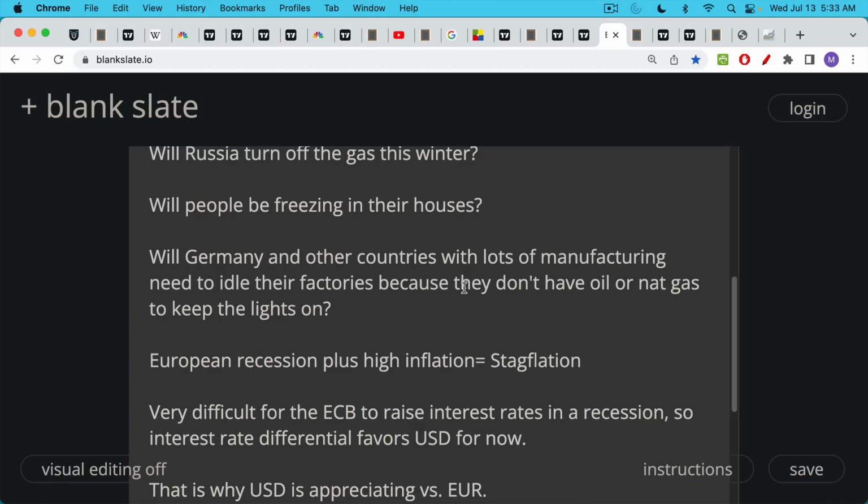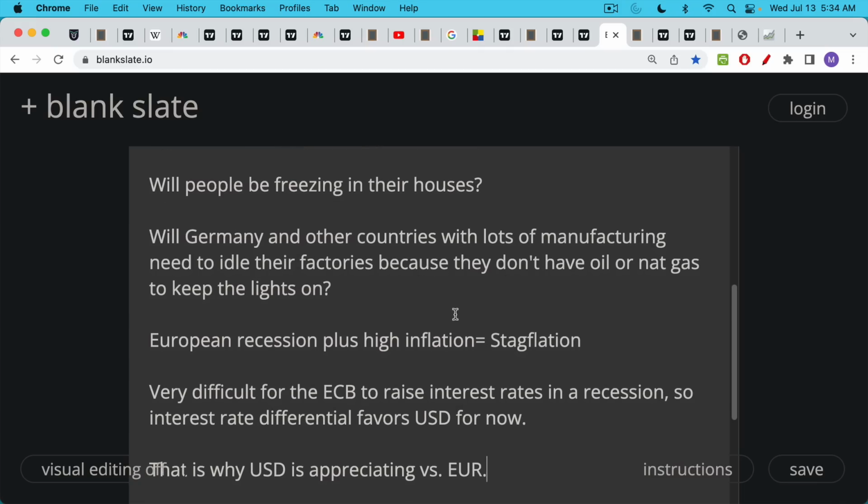So a European recession is in the cards. It's probably already a fait accompli, and you combine this with high inflation, and you end up with essentially stagflation, which we're certainly seeing in the US, but I think you're going to see it even more in Europe. It's very difficult for the ECB, the European Central Bank, to raise interest rates in a recession. And so interest rate differentials favor the US dollar for now. So you have the Fed tightening, you have an imminent recession and a very deep recession coming in Europe. And so this means that at least based on interest rate differentials, the US dollar is favored.